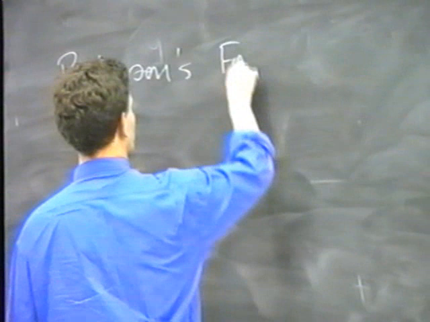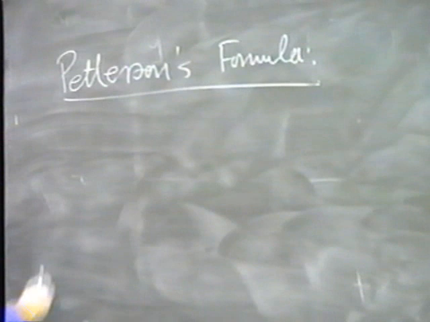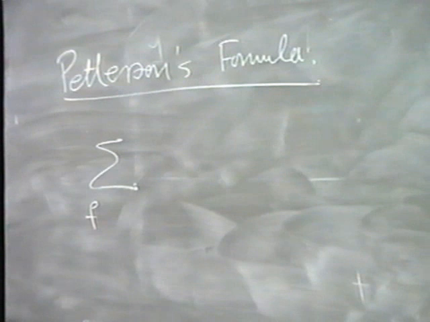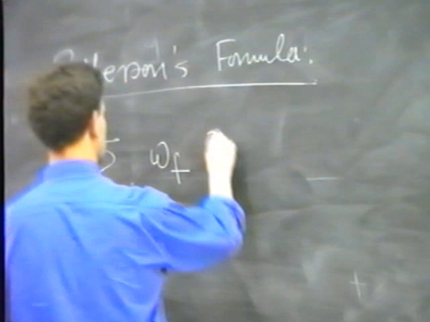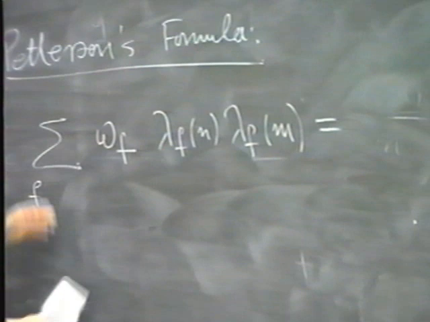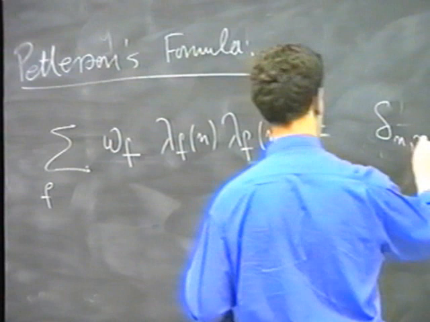I'll describe all the terms in the formula right now, except for some weights. This sum is a sum over the basis. I don't want to introduce an index j, it's ugly. So f ranges over an orthonormal basis of Hecke normalized eigenforms. There'll be a way to say a word about this, lambda_f(n), lambda_f(m). So it's a sum, and it's given by something very nice, delta_{mn}, a Kronecker symbol.